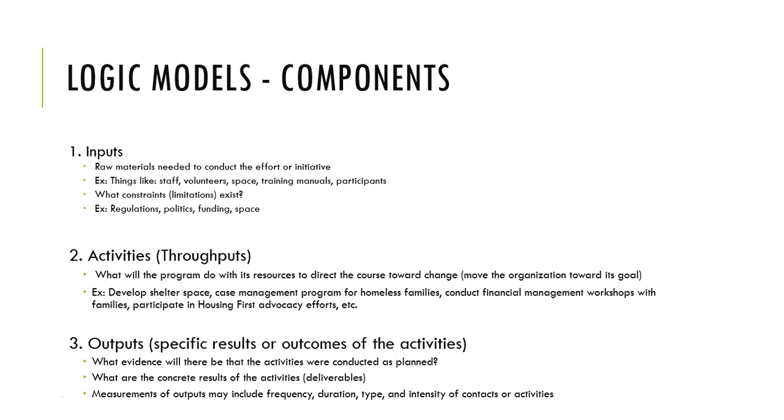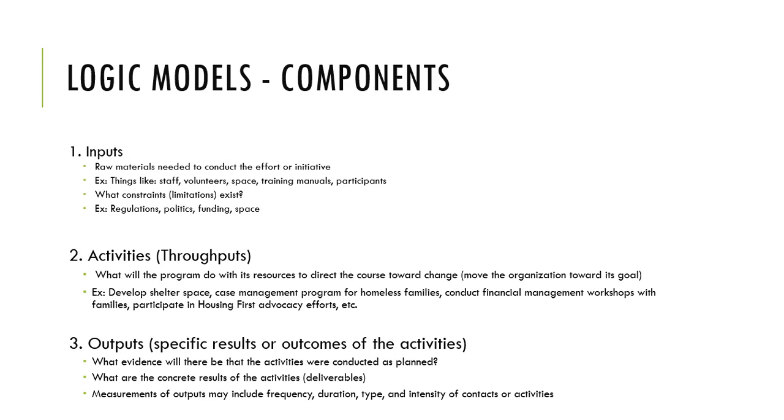So the organization might decide to develop additional shelter space and address backlogs and wait lists for family shelters. You may establish a case management program for homeless families. You may conduct financial management workshops with families. You may participate in Housing First advocacy efforts. These are things that your organization is saying: if we do this, we know that it will produce these results, and if we produce these results, we will work towards our goal and we will achieve our goal in whatever time frame we've established.